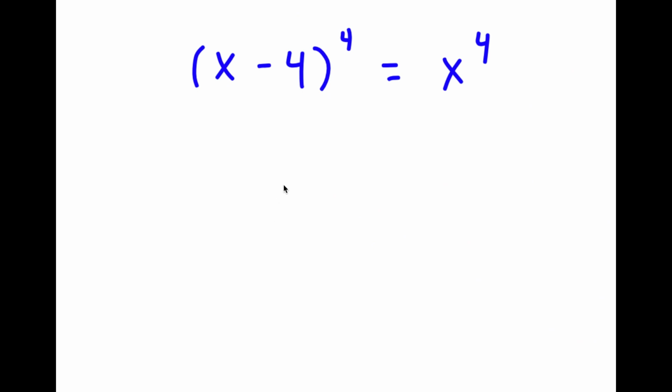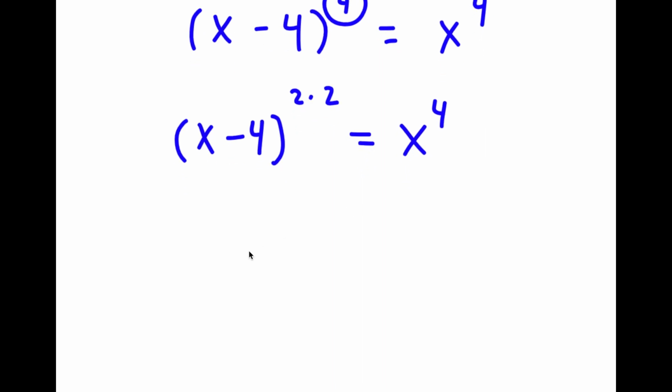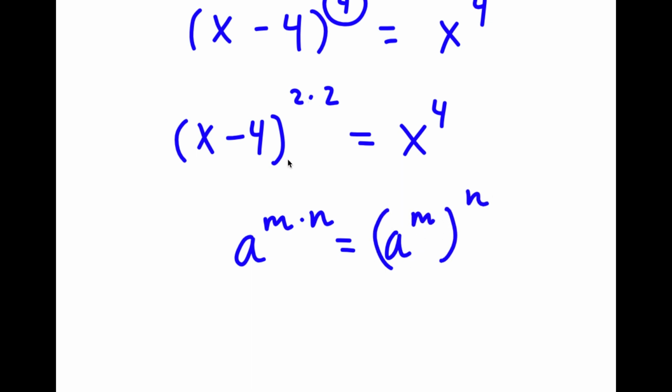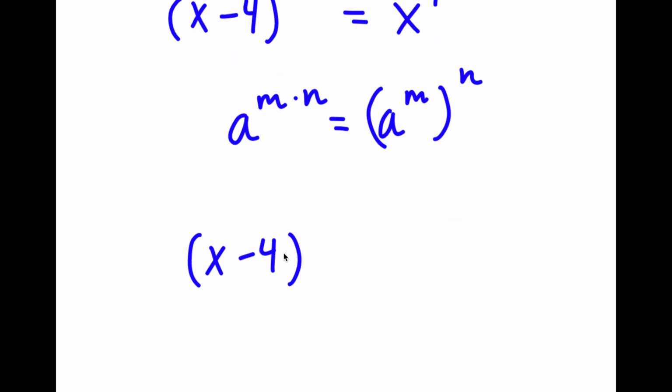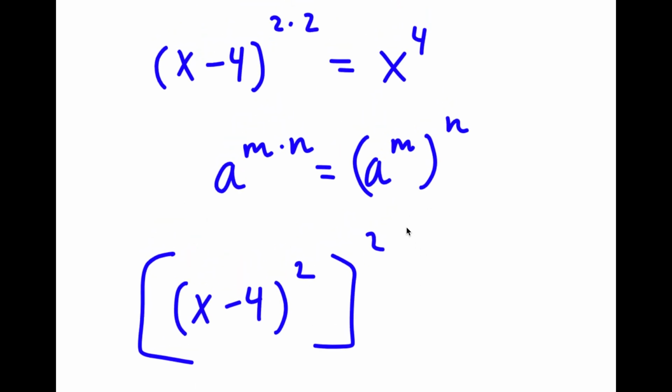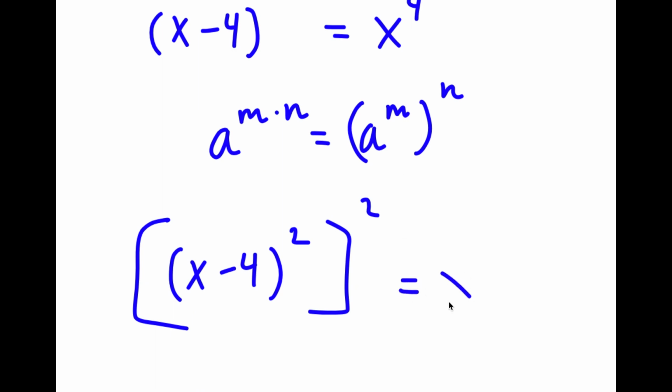Alright, so in this problem, I have x minus 4 to the power of 4 is equal to x to the power of 4. So to solve this, I'm going to first rewrite 4 here as 2 times 2. So now I have x minus 4 to the power of 2 times 2 is equal to x to the power of 4. Now, if I have something in the form a to the power of m times n, this is equal to a to the power of m to the power of n. So in this case, I can rewrite this as x minus 4 to the power of 2 to the power of 2, and this is equal to x to the power of 4.